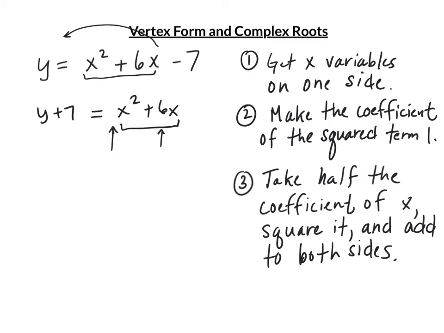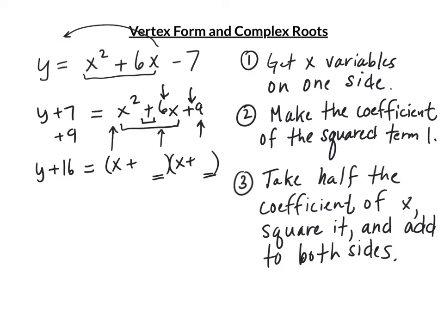So we take half of it, square it, add it to both sides, just like when we complete the square. So we're going to add 9 to the right side and 9 to the left side. We have y plus 16 equals, this is a standard form. I know that x times x when you FOIL makes x squared. This times this makes positive 9. So it's either two positives or two negatives. The middle is a plus, so it's two positives. Factors of 9 that add to 6 are 3 and 3. We have y plus 16 equals x plus 3 squared.